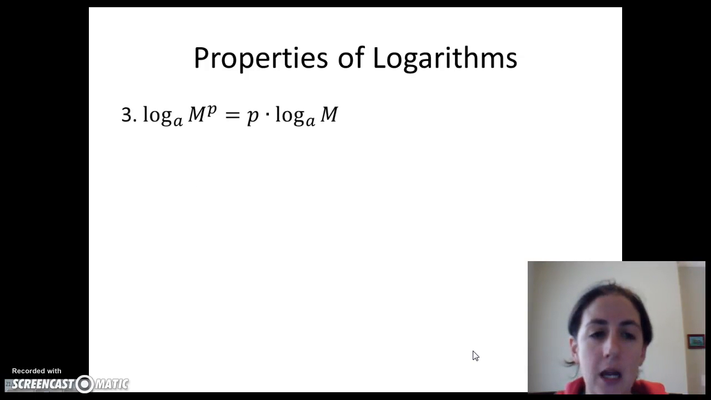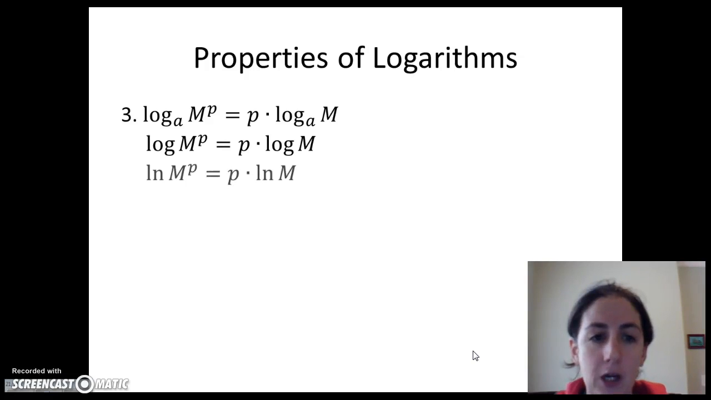And the last property is if what you're taking the logarithm of is all being raised to a power, you can bring that power out front and make it a coefficient. That works for the common log and the natural log. The important thing about this property is that the entire thing that you're taking the logarithm of all has to be being raised to that power.